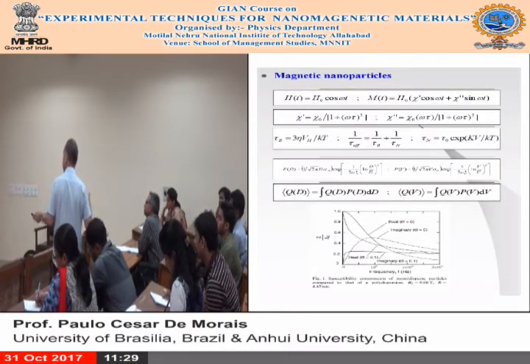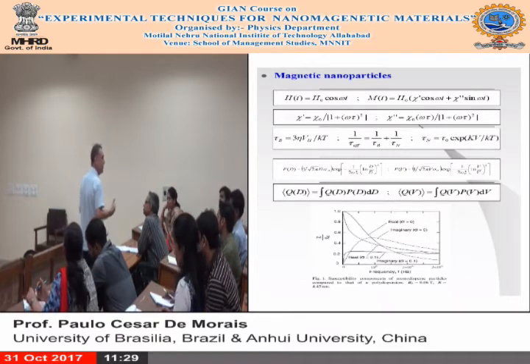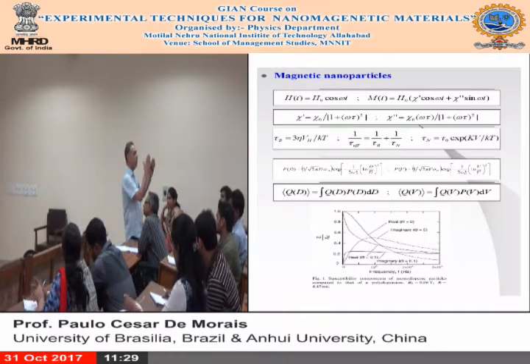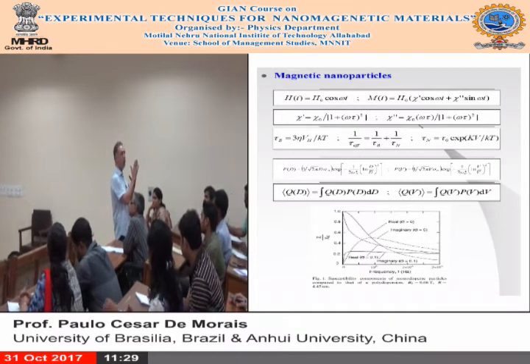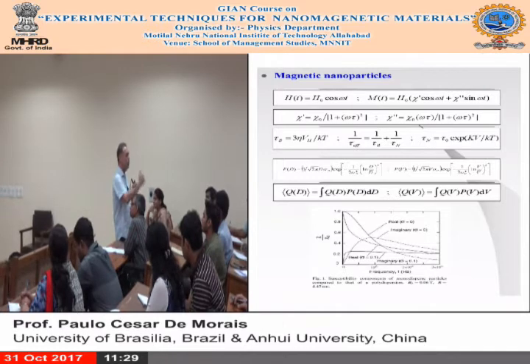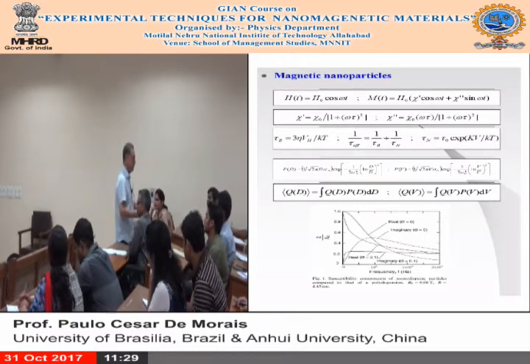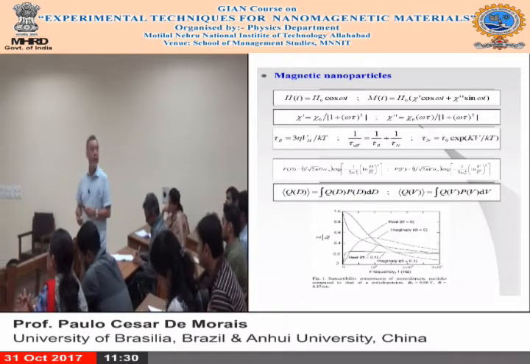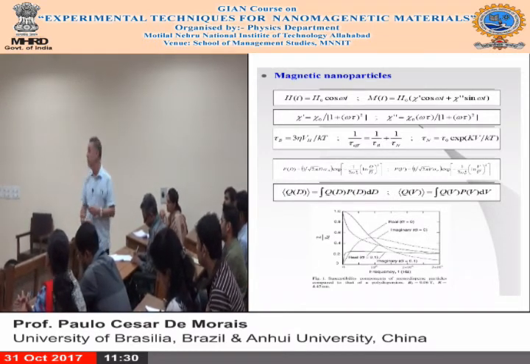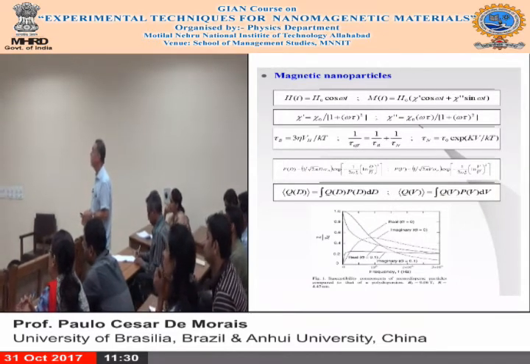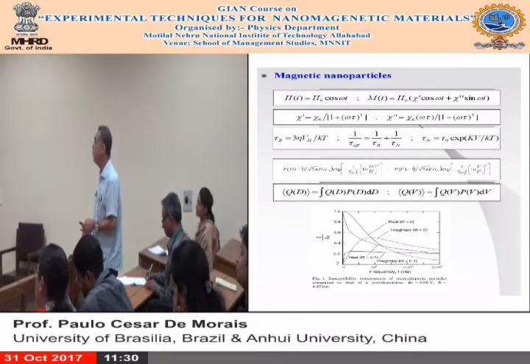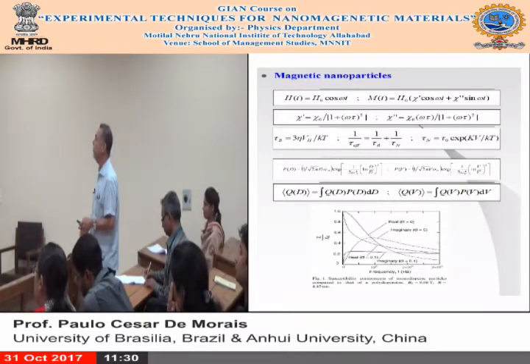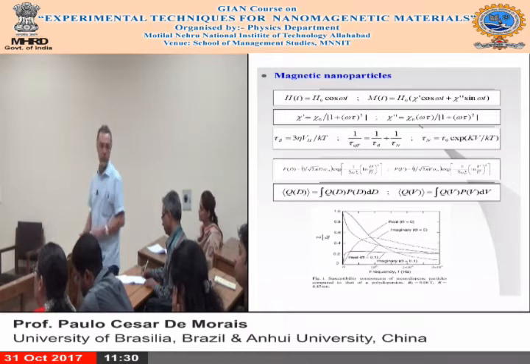Also, another important point to consider is that nanoparticles are not all the same size. They are not monodispersed, they are polydispersed. And then you need to take into account the polydispersity, because the properties depend on the size, and in many cases depend strongly on the size. The typical polydispersion curve is a log-normal. You can model the log-normal in terms of the diameter, or you can model it in terms of the volume, which is different.